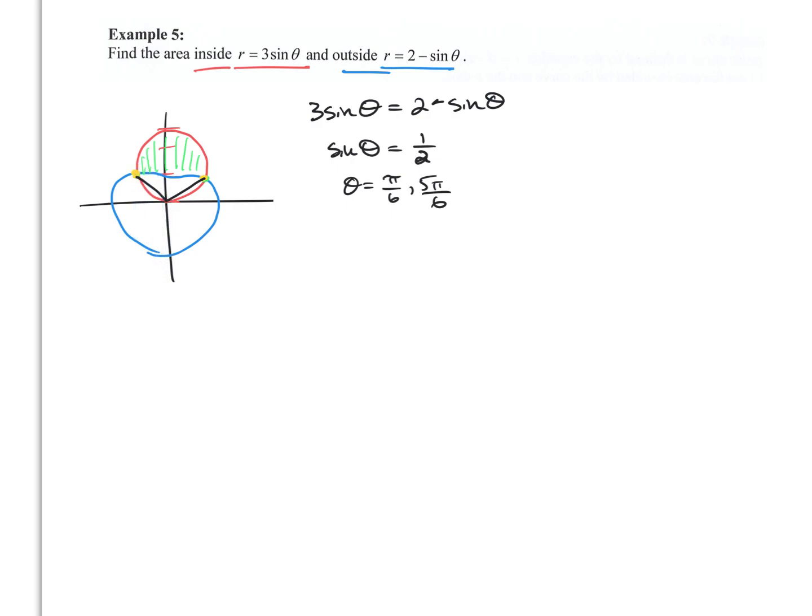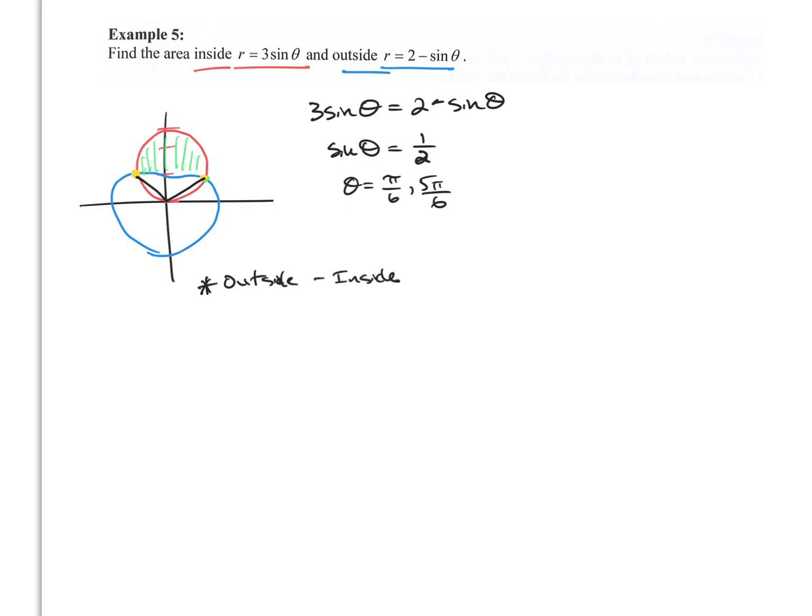Remember, in rectangular mode, we do top minus bottom or right minus left. In polar mode, this is the way I want you to think of it. I want you to think of it as outside minus inside, where this outer edge is this red one, and the inner edge is this blue one. Are we tracking with me?